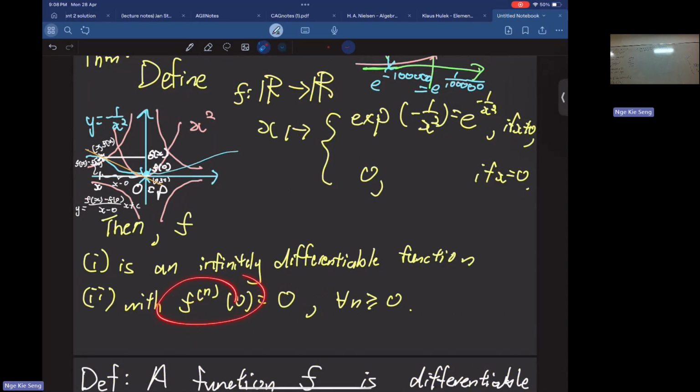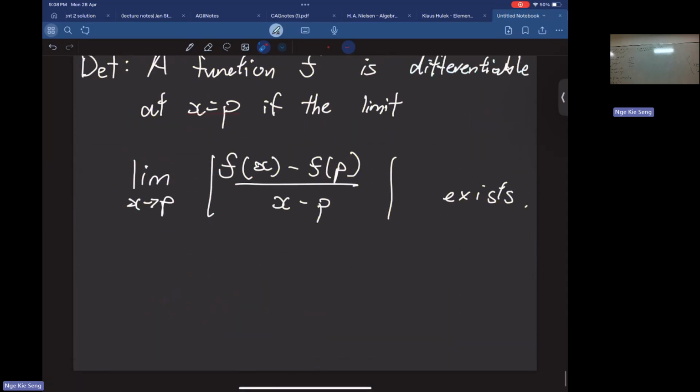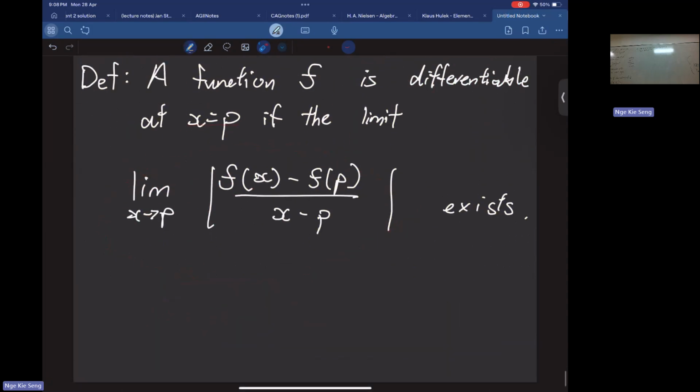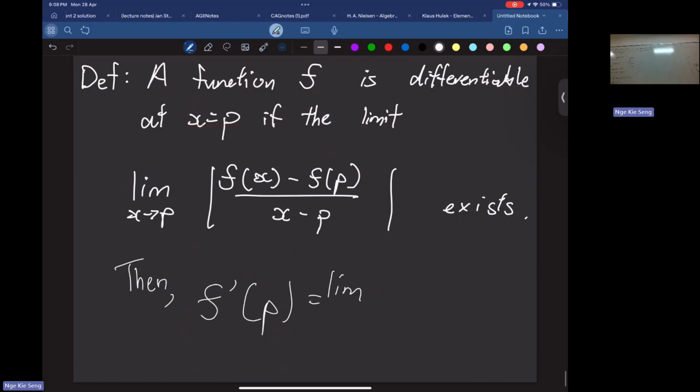Why does this say that this is 0? If this limit exists, what do we call it? Then this is exactly f prime p. If it exists, then we call it f prime p. So f prime p is actually computing this limit here. It's not the power bring down minus 1 like that. That formula is the result of this limit. Okay or not? Question?